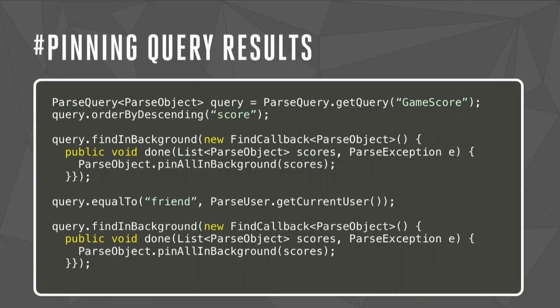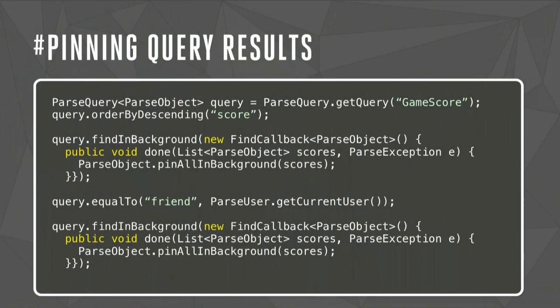Now, in each of these queries, in the callback, when the query's done, we're just calling pinAllInBackground and giving it the list of scores. So just like we have helpers for saveAllInBackground and fetchAllInBackground, we also have pinAllInBackground that lets you save many objects at one time. And so that makes it very easy to take a set of objects that you've gotten from a query and cache all of them. So now, if you ran these exact same queries but said query.fromLocalDataStore, all of these objects would be included with no extra work.